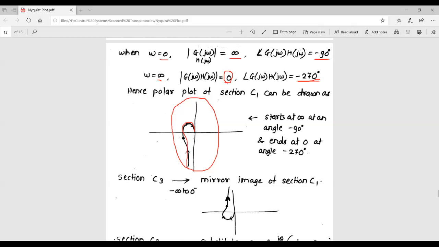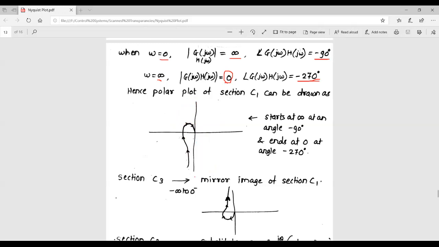Start at minus 90 degrees. So it will start at this line. Okay. So on this line at infinity, it will start, and on minus 270 degrees. So this is minus 90, minus 180, minus 270, right? So on this particular line where the angle is minus 270 degrees, it will end. And that is why the section C1 polar plot can be sketched in this way, right?